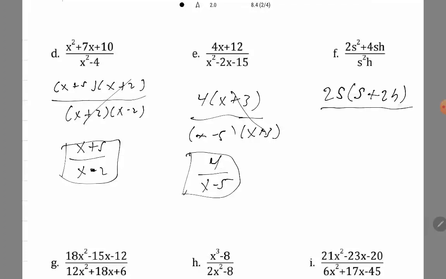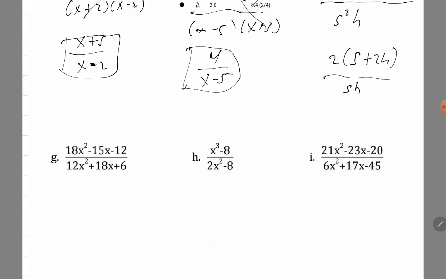Okay, on the bottom, I have s squared h. Okay, so I can take out 1s. So I'll be left with 2s plus 2h over sh. Hopefully that wasn't too complicated.